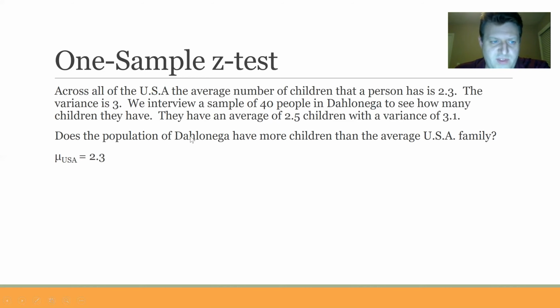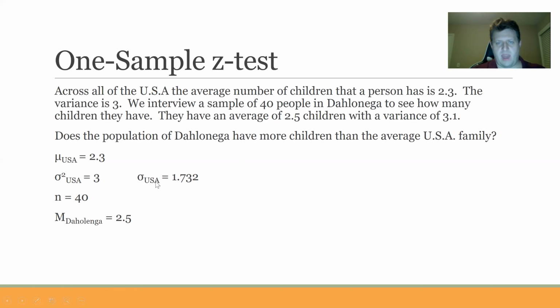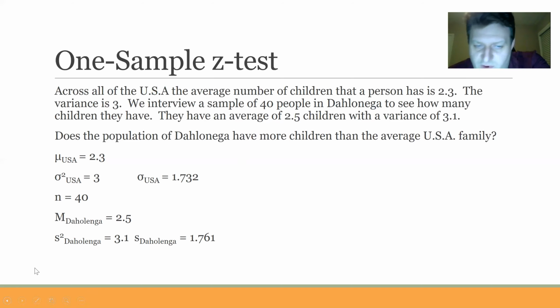So let's write all the information that we have. First thing that we have is the population mean of 2.3. Now we have the population variance, and I can convert that easily to the population standard deviation for all of America, subscript USA. Our sample size is 40. Our sample mean should be 2.5. And our sample variance here is 3.1, and I can easily convert that to a sample standard deviation if I want to. All right, so let's go do the problem.